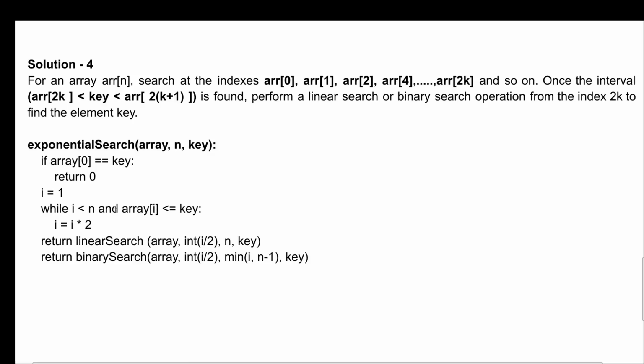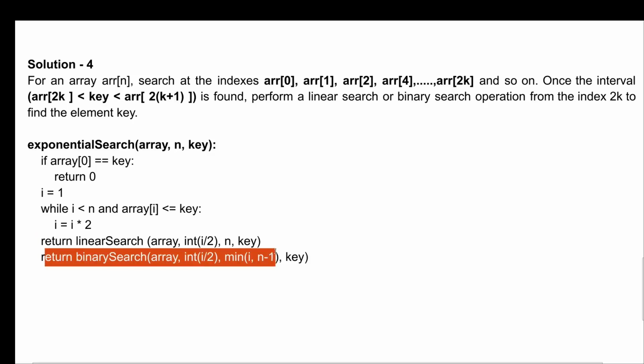Once this is false, we have found that either the index has gone beyond the array, or the other case is that this element is greater than the key. So the key should be less than the particular element we are checking here. Now we have found the range, and then we can start either linear search or binary search.